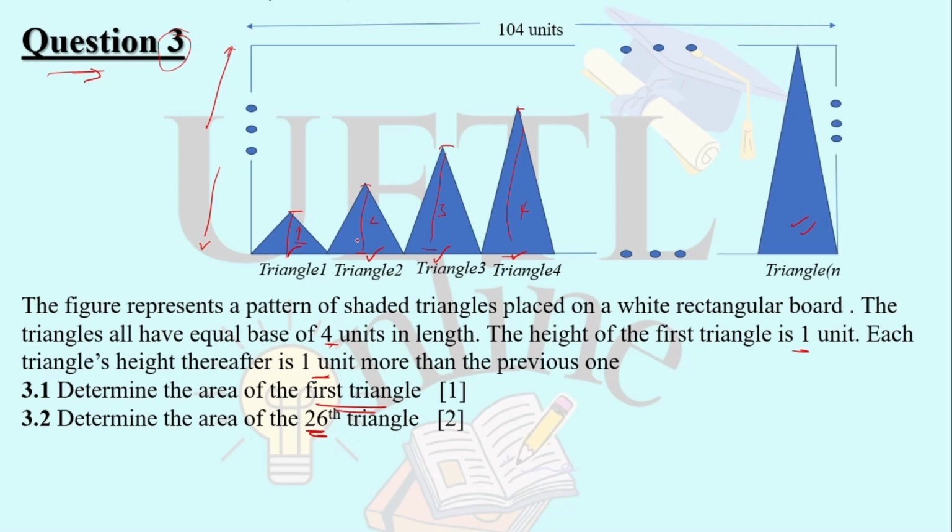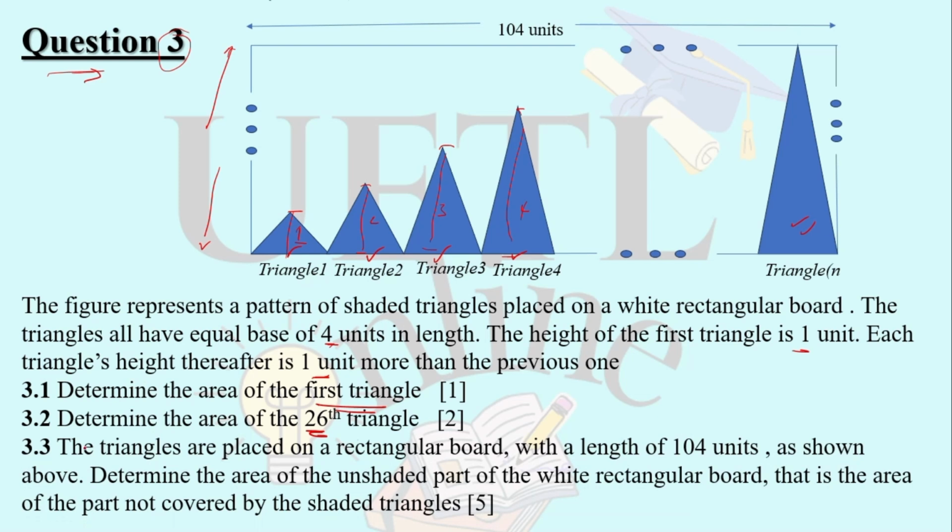Then the triangles are placed on a rectangular board, like it is written here, with the length of 104 units. Here we have 104 units as shown. So determine the area of the unshaded part. These are shaded triangles, so we are going to find the area of the unshaded part of the white rectangular board.